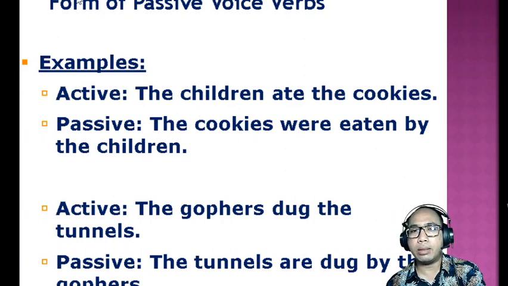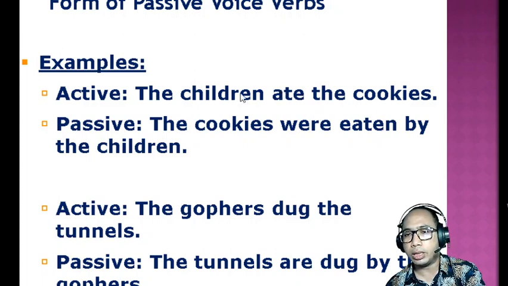Next, these are examples of the form for passive voice verbs. Active: The children ate the cookies. The children is the subject, ate is the verb, and the cookies is the object. The object is put in the front, children is put in the back, and in the middle there is the verb ate, which becomes eaten, because this is in the past. So the to be should be were.